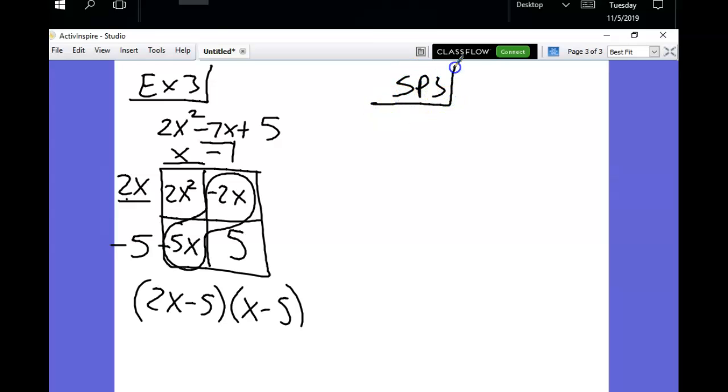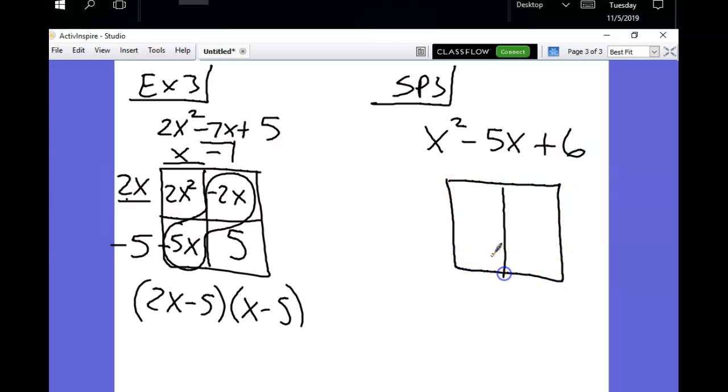Student practice 3. X squared minus 5x plus 6. Go ahead. So, Chris Jones. What goes here? X squared. And Chris Jones, what goes here? So, how about, not Eric, let's talk to Augustine. What goes here, Augustine? True. Very true. Let's try David. What goes here, David?